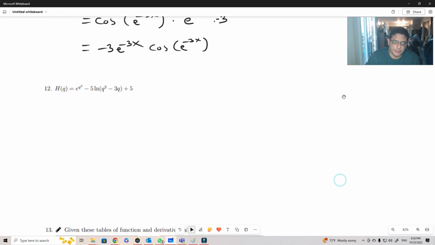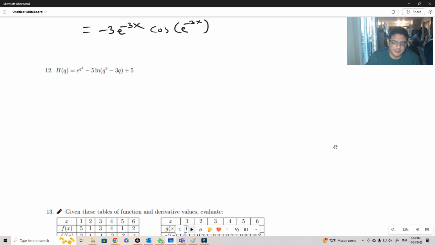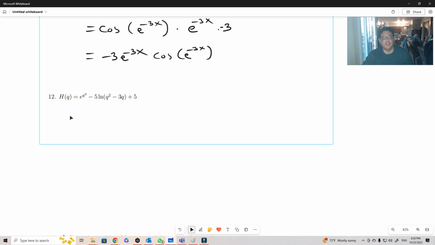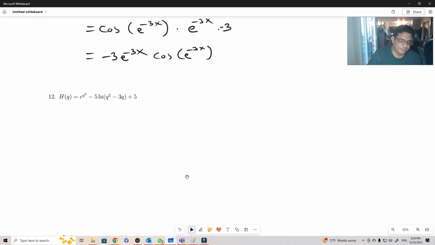Now number 12 has a little bit more work because it's a sum of multiple functions. And each of them is potentially going to have their own chain rule. So you can split this apart between this function and this function. Okay.